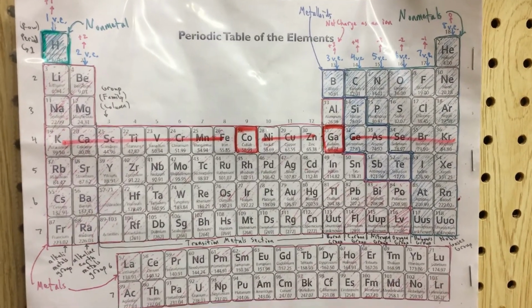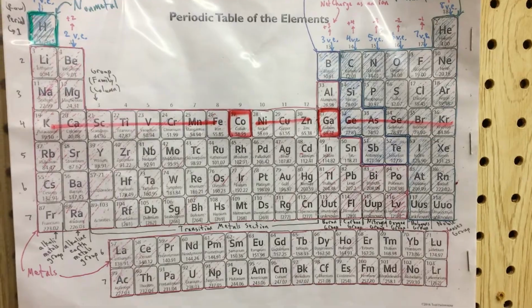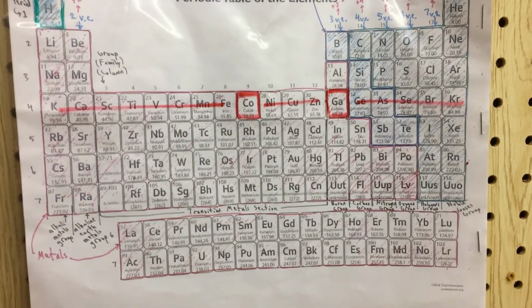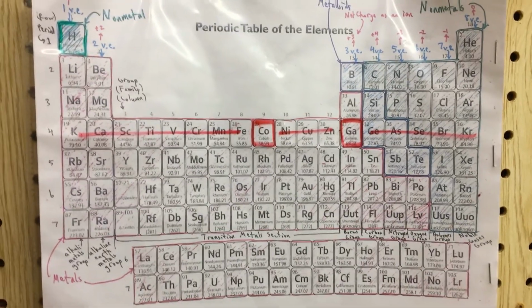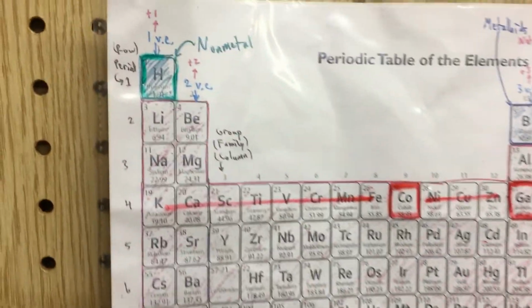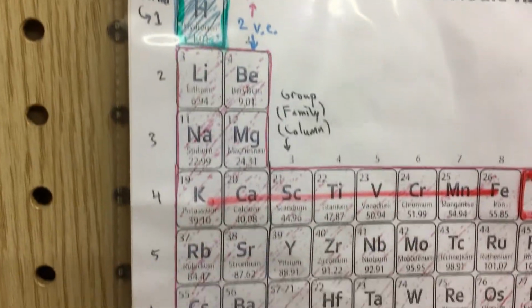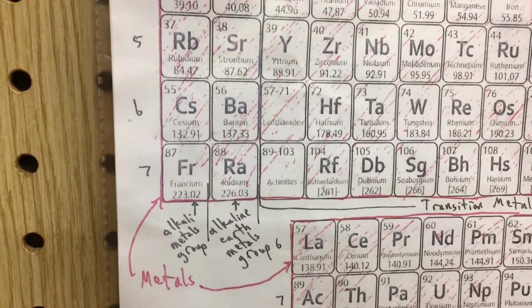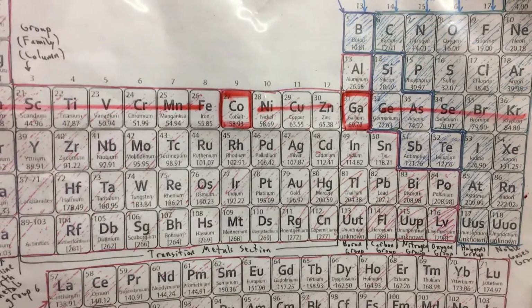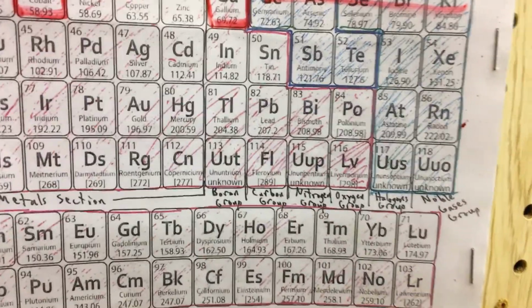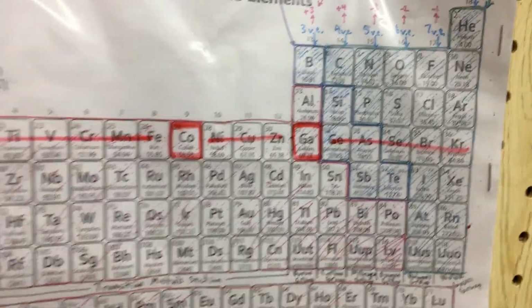Not much exciting here. Cobalt and gallium are in the same period, period 4, but other than that, they aren't in the same group, and hydrogen's in neither the same group or the same period. Hydrogen's kind of all on its own over here in the alkali metals group, whereas cobalt is in the transition metals section, and gallium is in the boron group.